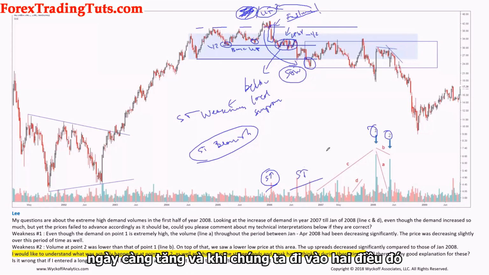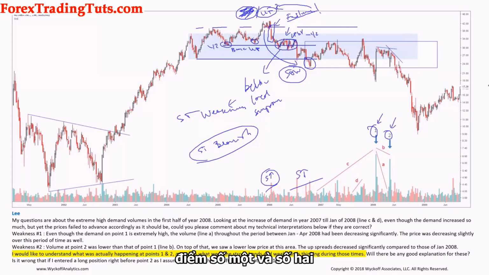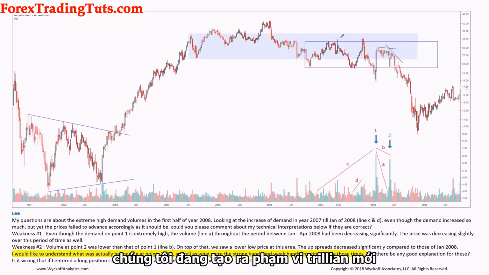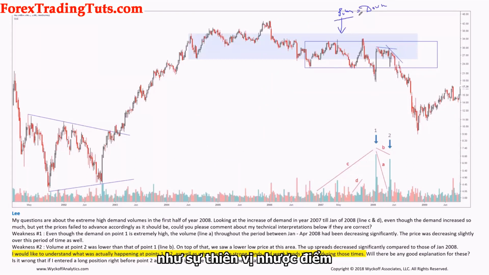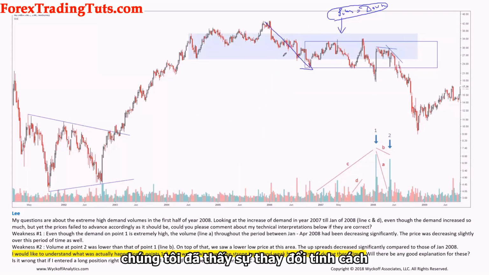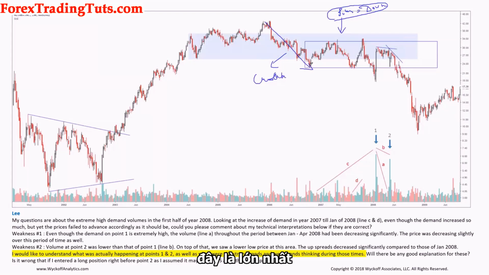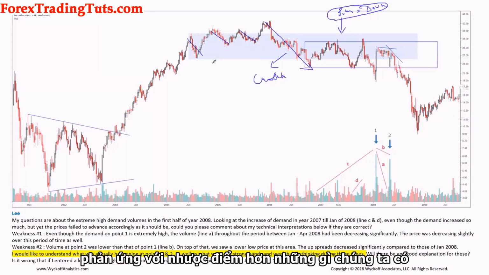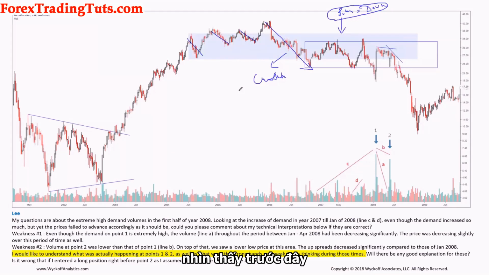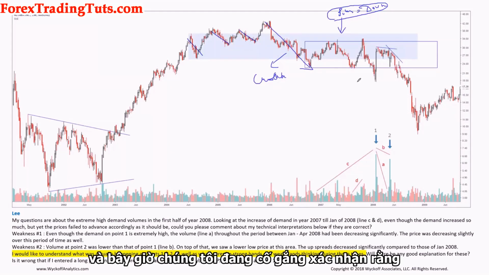Supply is increasing, and as we go into those two spots, number 1 and number 2, we are creating the new trading range that already has some bias that we perceive at this point as the downside bias. Why is that? Well, we've seen a change of character. This is the largest reaction to the downside that we've seen before. And now we are trying to confirm that change of character.